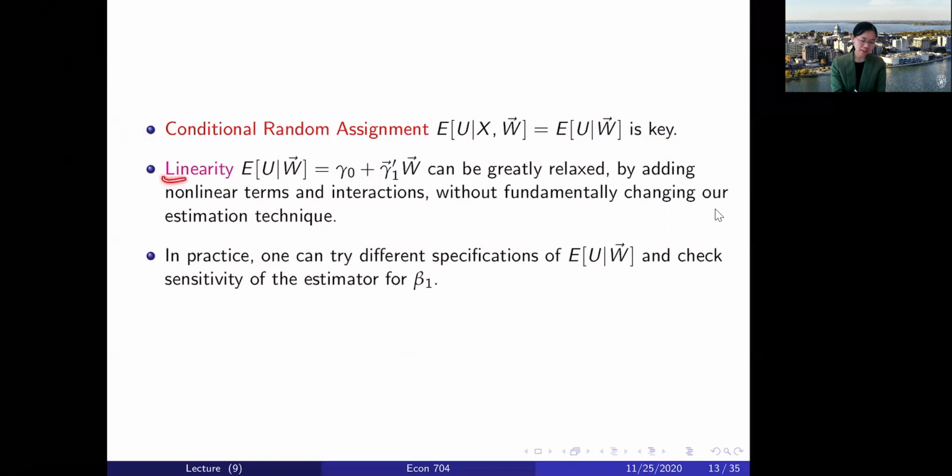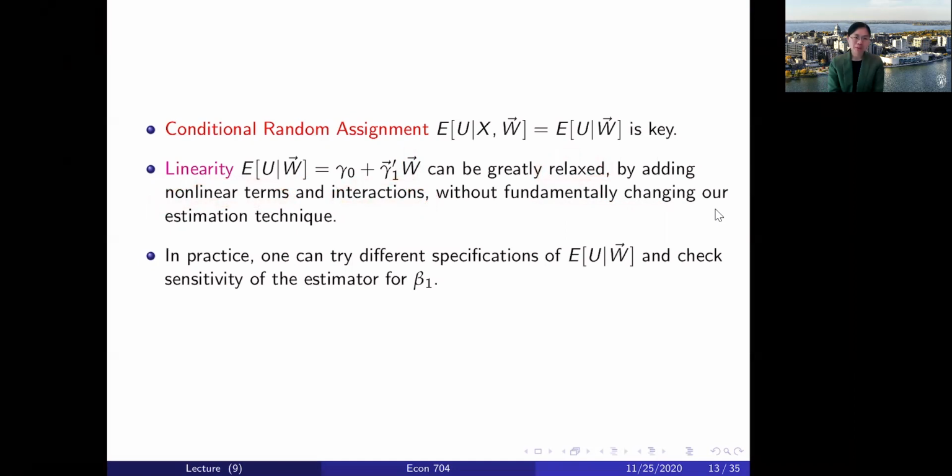Well, on the other hand, the linearity assumption can be greatly relaxed. This can be greatly relaxed because you have the freedom to add nonlinear terms of W and interactions among the W terms without fundamentally changing our technique, right? Without changing even our argument for the consistency of the estimator of the causal effect. So this can be relaxed by adding nonlinear terms of W and interactions among the W's.